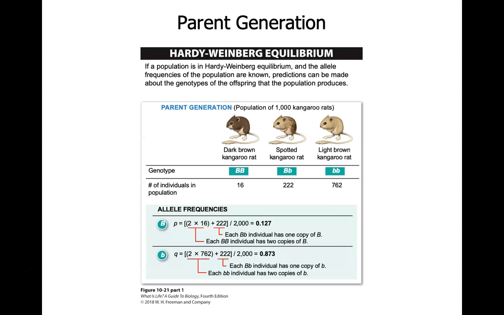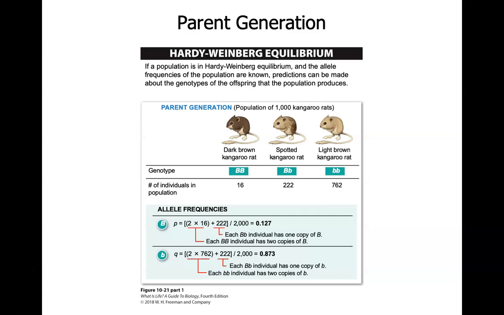So let's look at how we actually use this Hardy-Weinberg equation. Let's say we have a population of 1,000 kangaroo rats, and of that 1,000, we have dark brown, spotted, or light brown kangaroo rats. The dark brown is the dominant trait, light brown is recessive, and in this case we have the spotted, which is actually an incomplete or codominant situation.